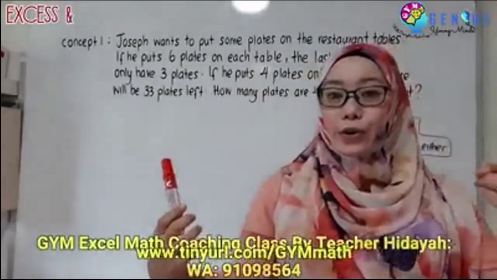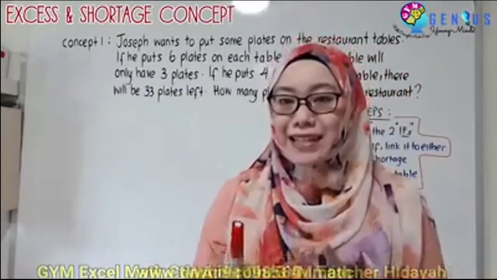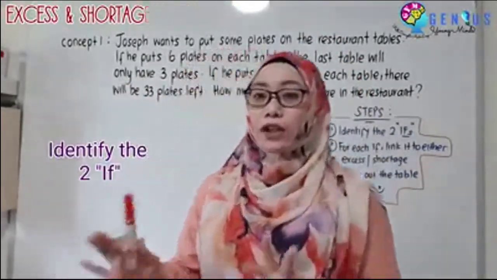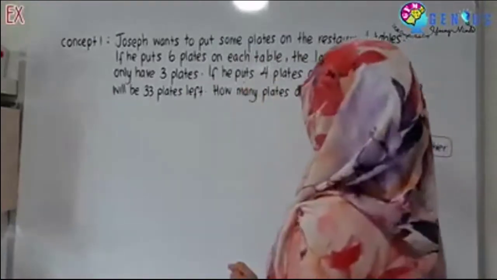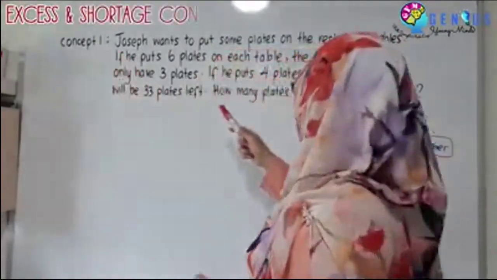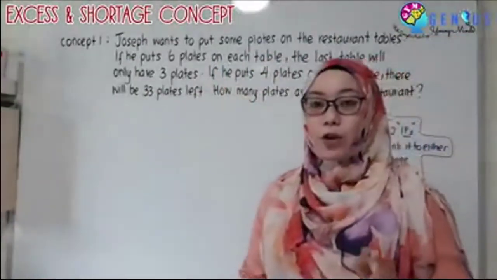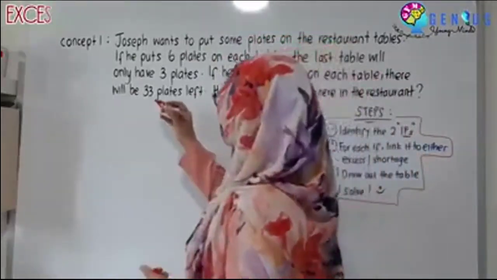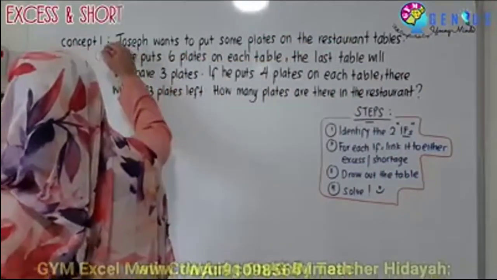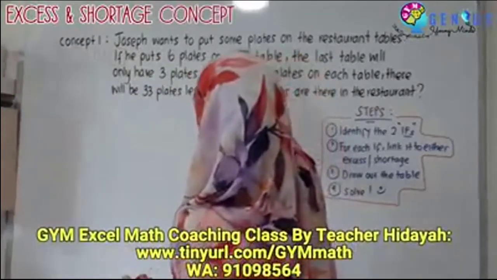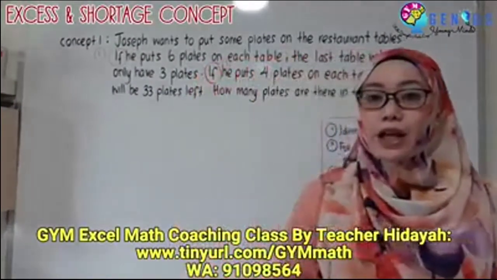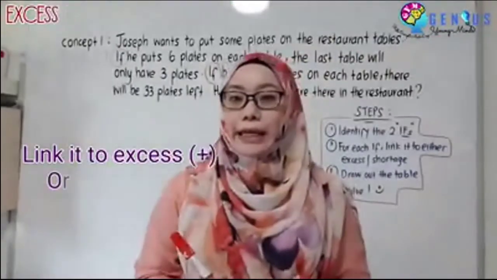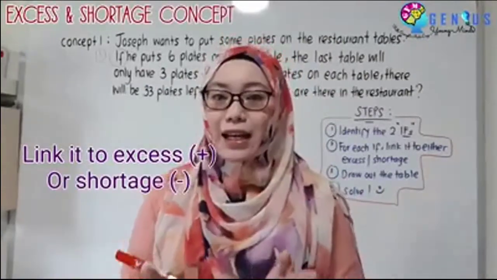They give you 2 scenarios. So the first clue for the excess and shortage concept is to identify the 2 ifs. In this case, we can see here's the first if, and here is the second if. If the question has 2 ifs, identify these 2 ifs, then we circle them. This is my first if, and this is my second if. With these 2 ifs, we continue and link each to either a shortage or an excess in that scenario.